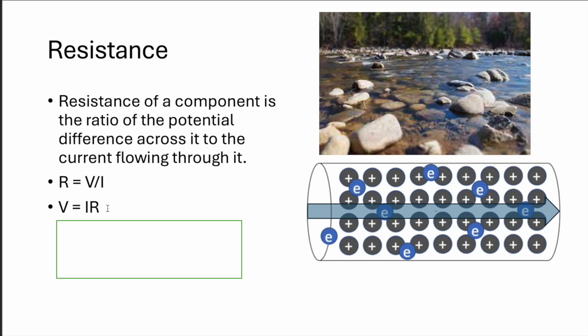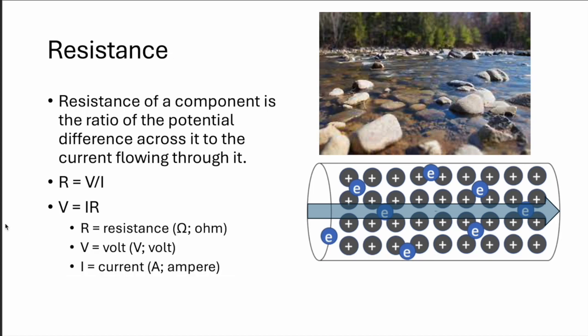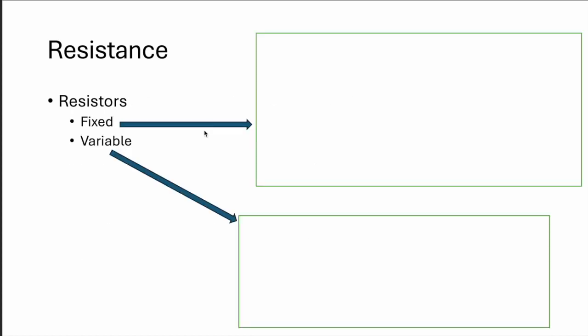It is the ratio of the potential difference across the component to the current flowing through it. Rearranging it, because I like to remember single row formulas, it's a lot easier: V equals IR. This is what it stands for, and these are the units behind it. This funny looking symbol is called an ohm, O-H-M, the unit for resistance.